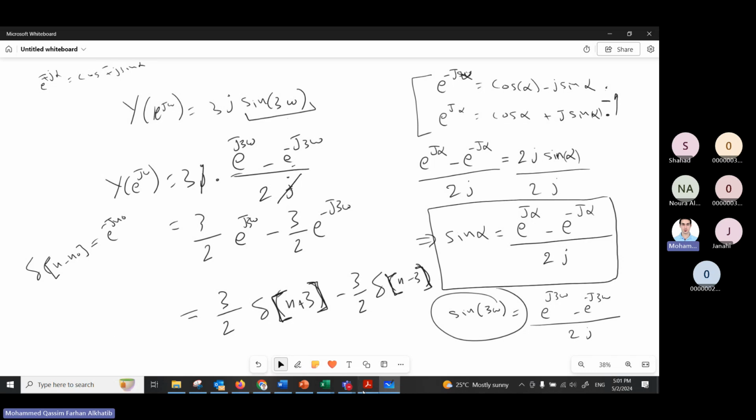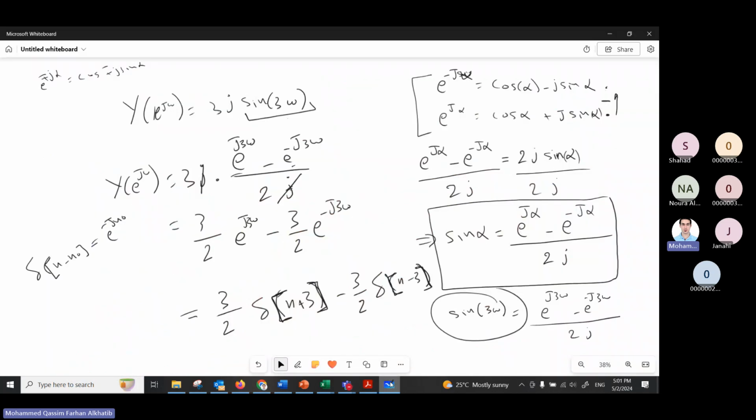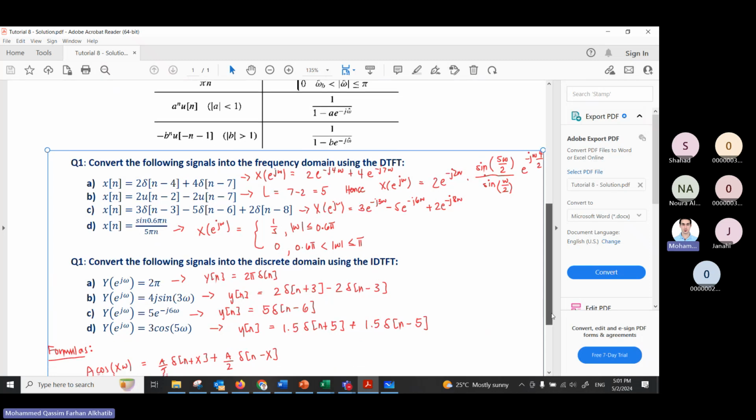We can confirm here. I think there is a 3; that's 4j. Okay, 4j, I copied the 3. So instead of 3, that is 4. So 2 delta of n plus 3 and 2 delta of n minus 3. So that's the second question. Is it clear how I did it?